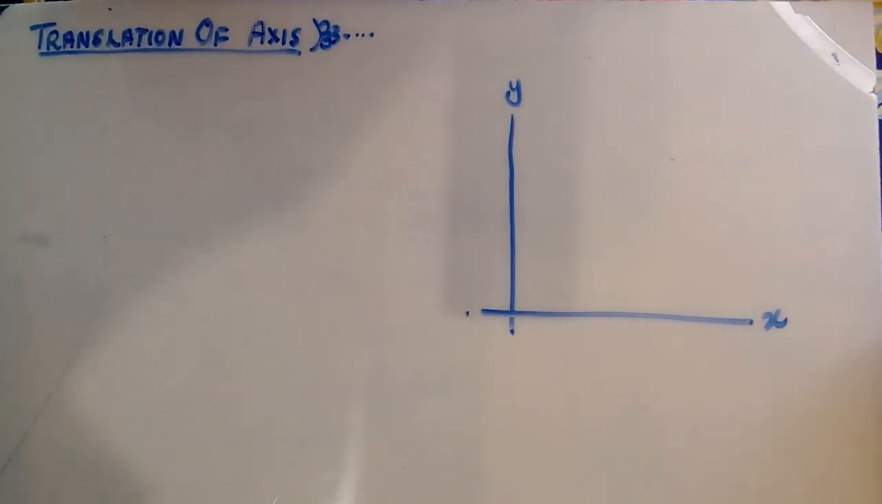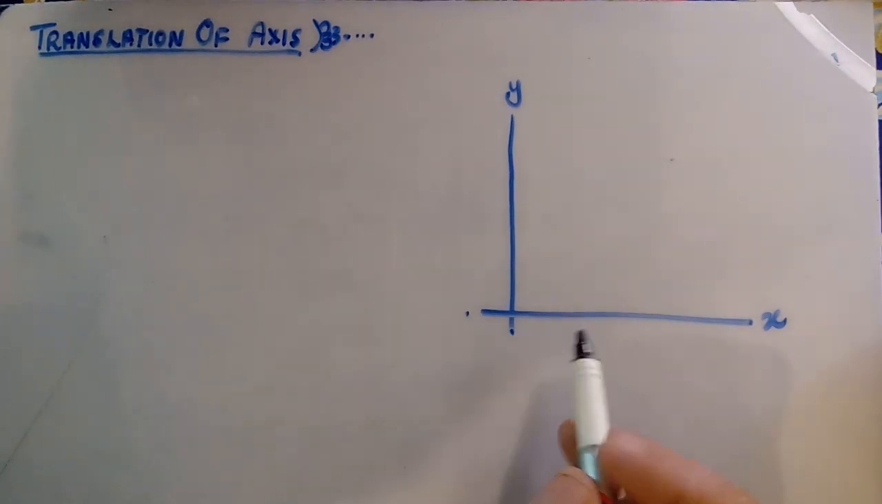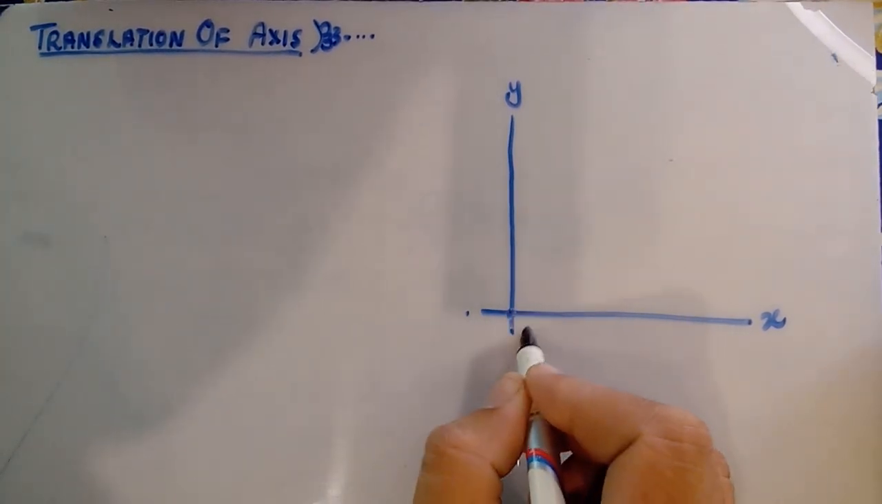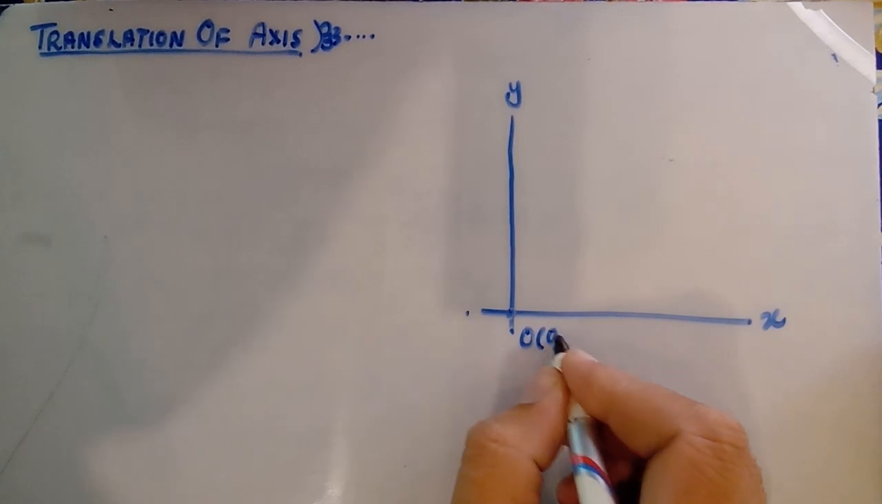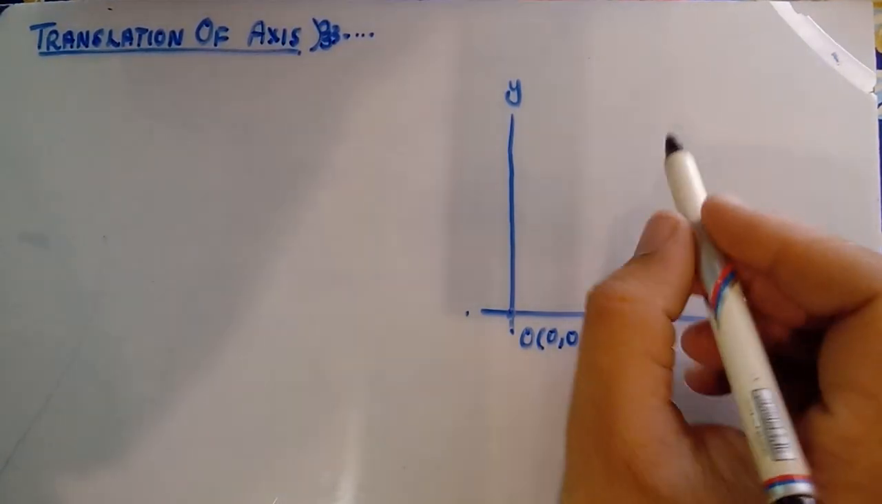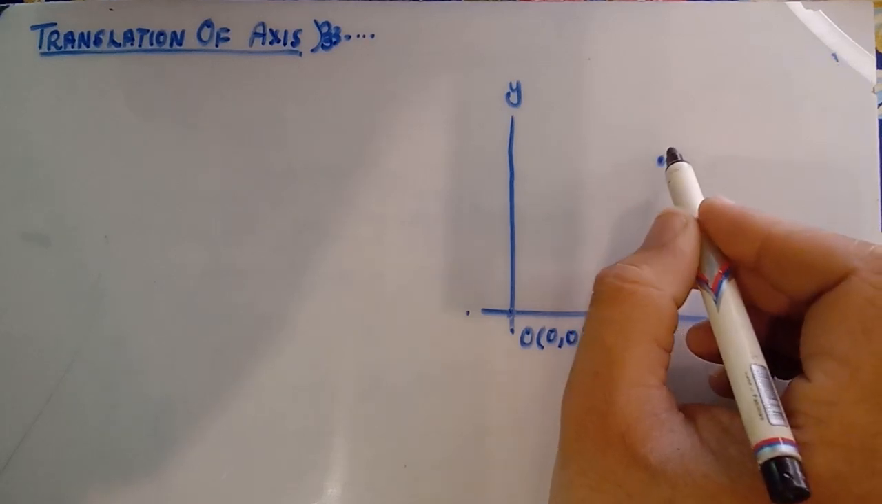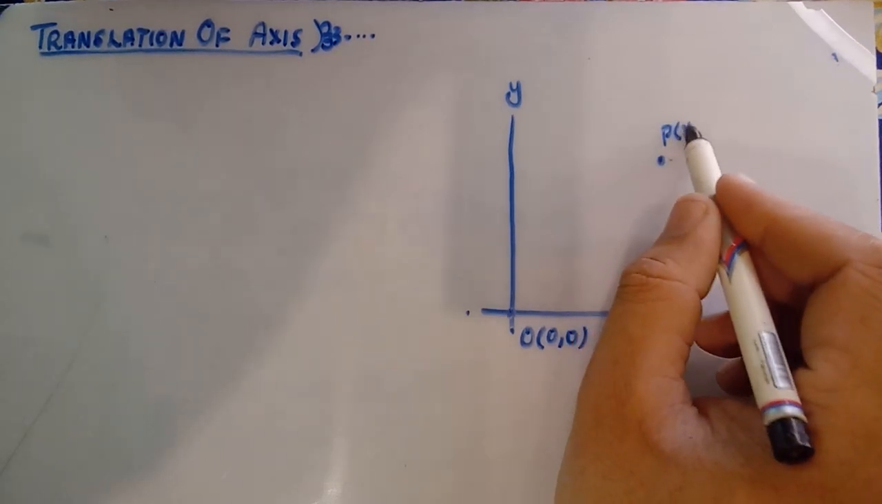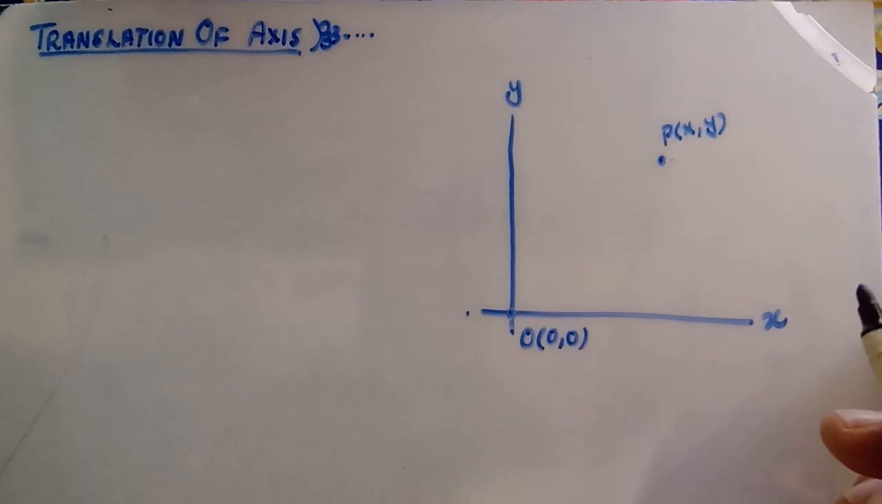Okay, in this video we will discuss the translation of axes. Let's suppose this is the xy coordinate system. Here the origin is at the center, or at (0, 0). This is the x-axis and the y-axis. Let's suppose there is a point P whose coordinates according to this coordinate system are x and y.